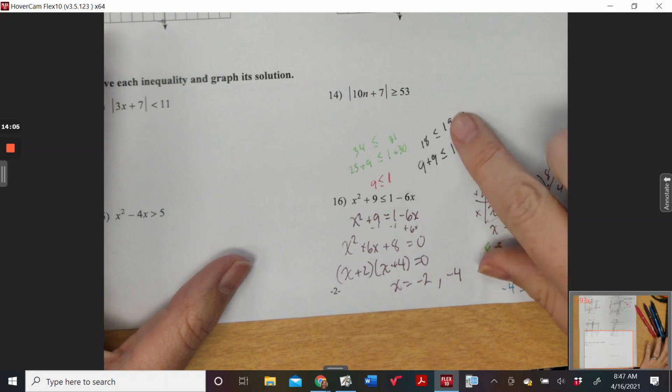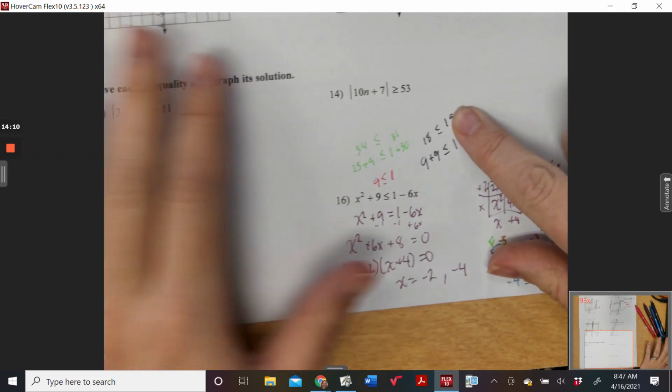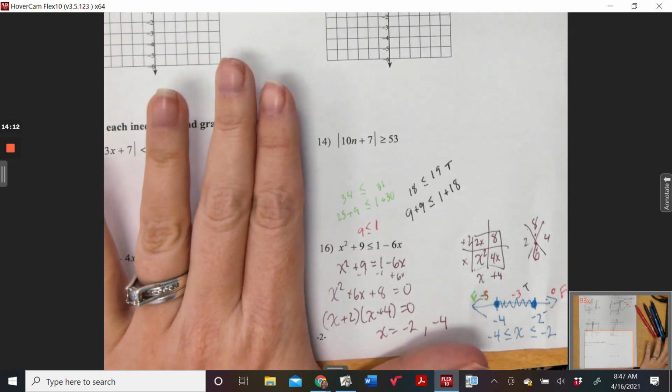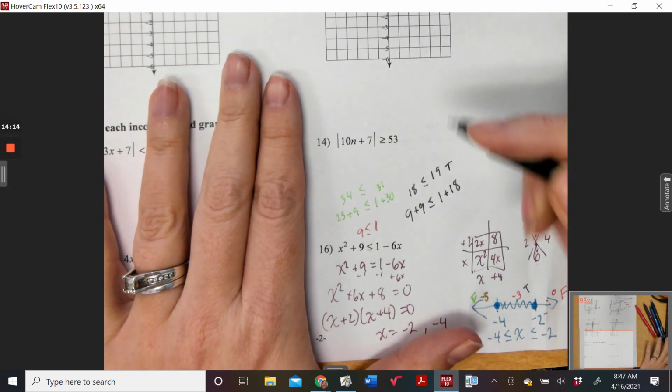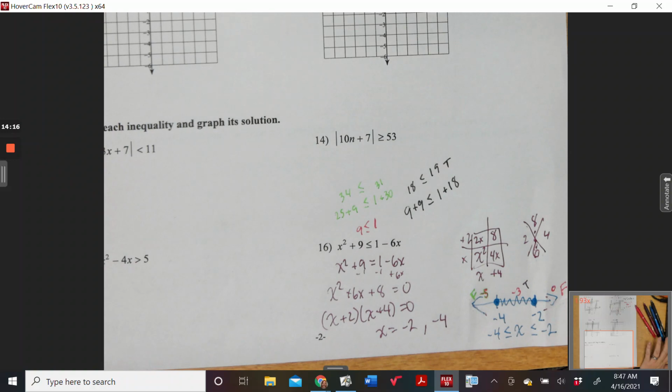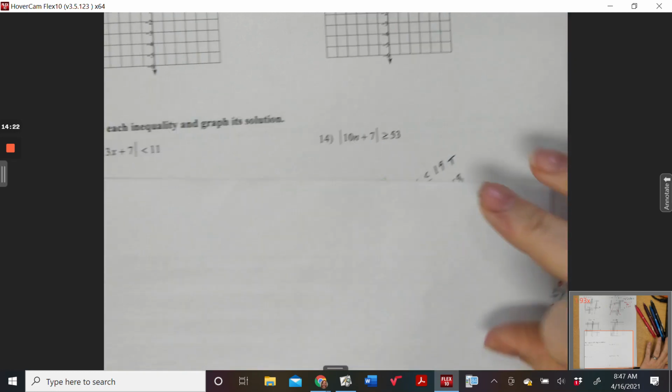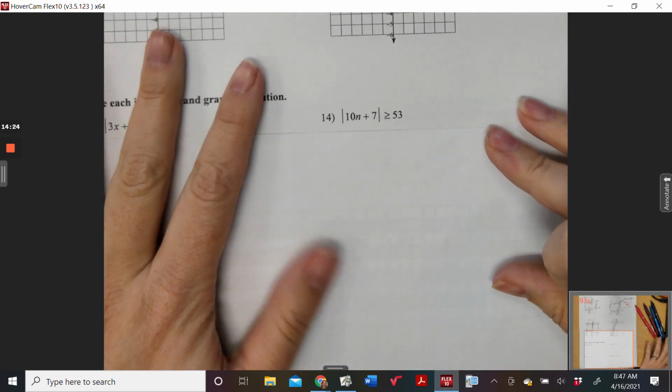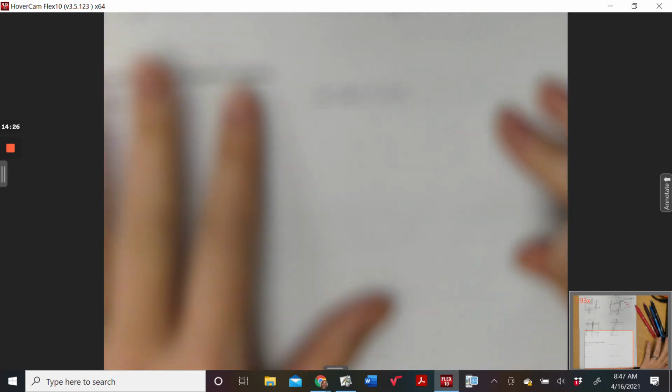Okay. Let's try. I used all my space for 14, but I really want to do 14, so I'm going to do it anyway. So bear with me. I'm going to go ahead and do 14. I'm going to give myself some space. Okay, I'm just going to make myself room. It's all good.